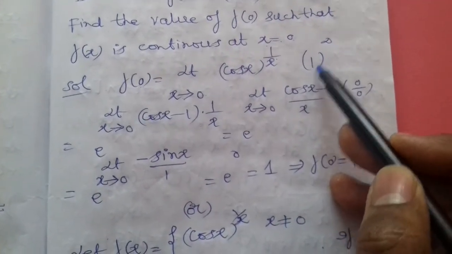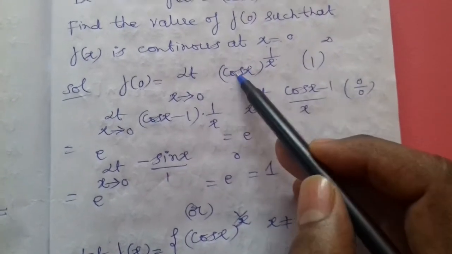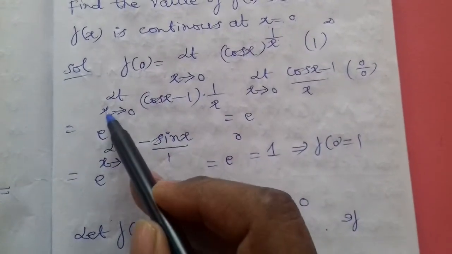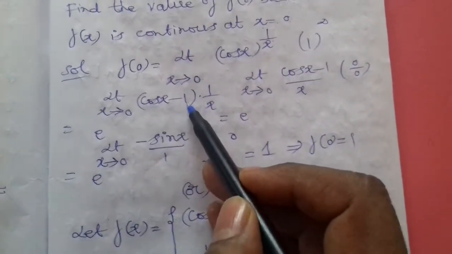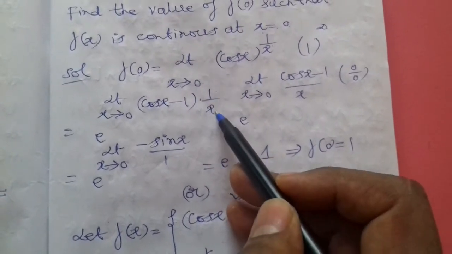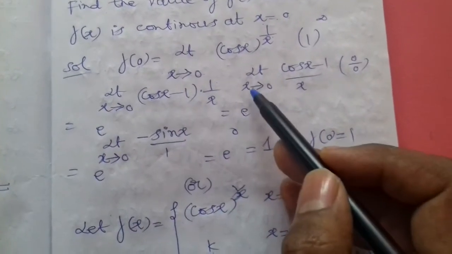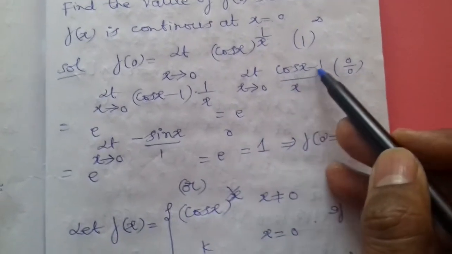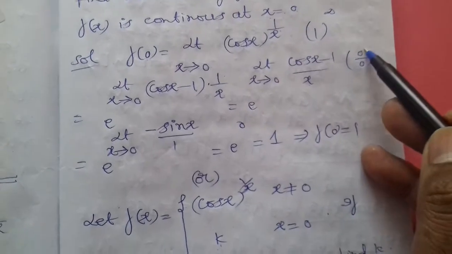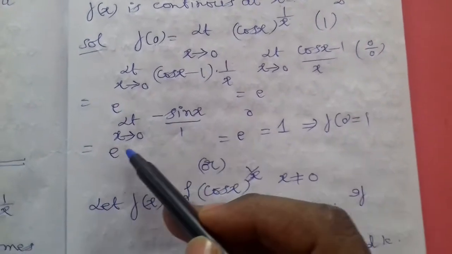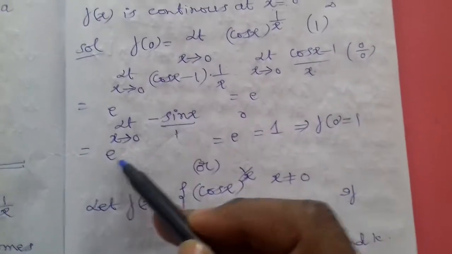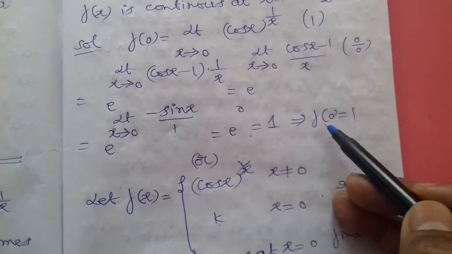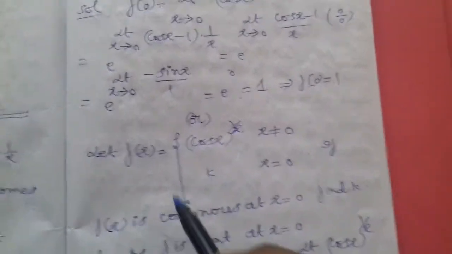This is of the form 1 to the power infinity, f of x to the power g of x. This is nothing but e power limit x tends to a of f of x minus 1 into g of x. That means cos x minus 1 into 1 by x. So you have to evaluate e power limit x tends to 0 cos x minus 1 divided by x. This is of form 0 by 0, so apply L'Hospital rule. The derivative of the numerator is minus sin x, the derivative of the denominator is 1. If you substitute 0, e power 0 is 1. That means f of 0 is 1.